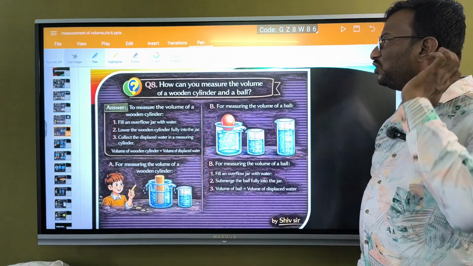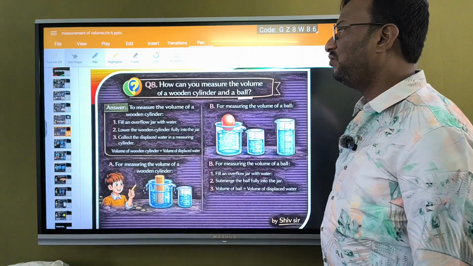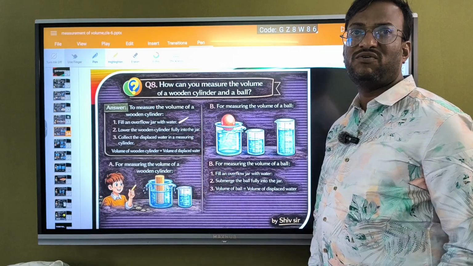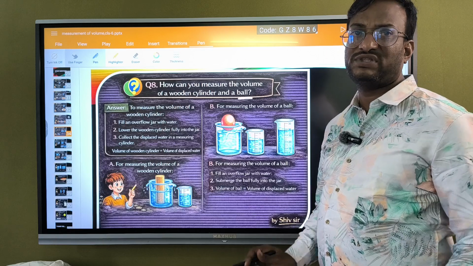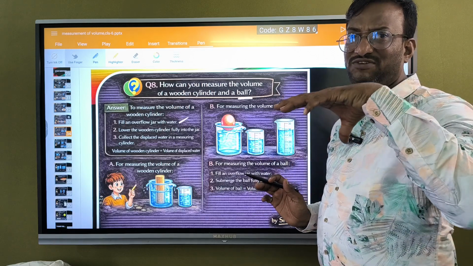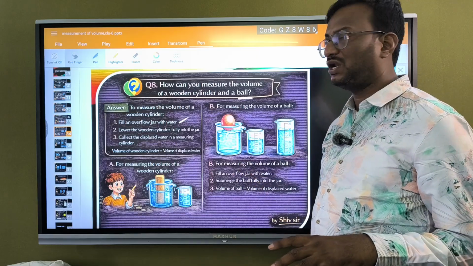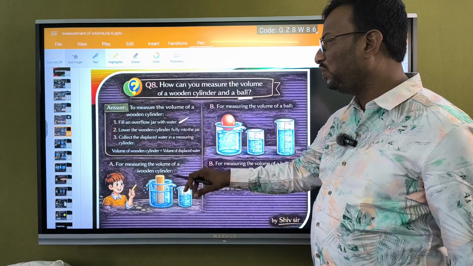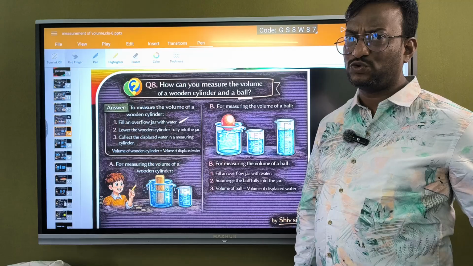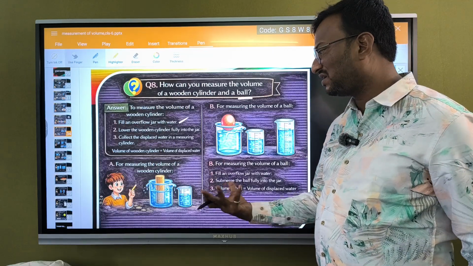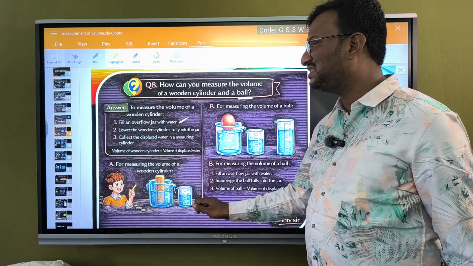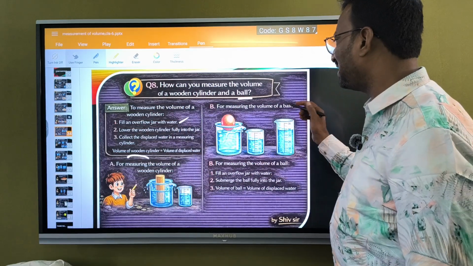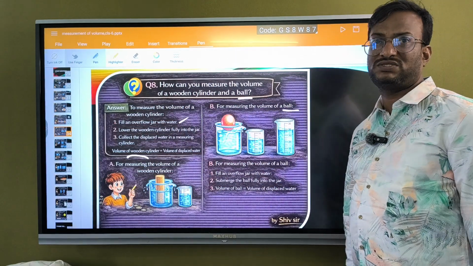Next one, how can you measure the volume of a wooden cylinder and a ball? What we have to do? First, we fill the overflow jar with water completely, so that a little water flows out. After that, it will stop. That indicates the overflow jar is full. Then lower the wooden cylinder fully into the jar, so that some water is displaced from the overflow jar. Then collect that liquid. The volume of the displaced liquid is equal to the volume of the wooden cylinder.